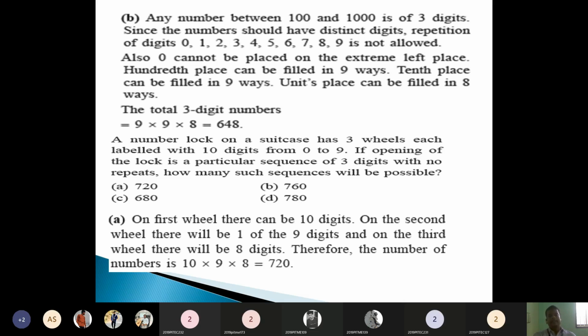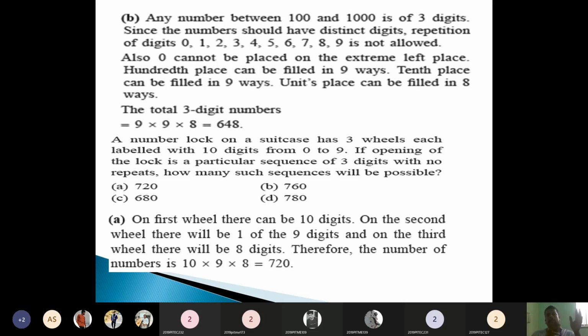So on the first wheel there can be 10 digits. 10 different ways you can fix the leftmost. There are 3 wheels: leftmost, middle, rightmost. Here it is a 3-digit number with no repeats. No 3 digits are repeated. Such a number is possible. So how many different ways can it be fixed? The leftmost digit can be fixed in 10 different ways.